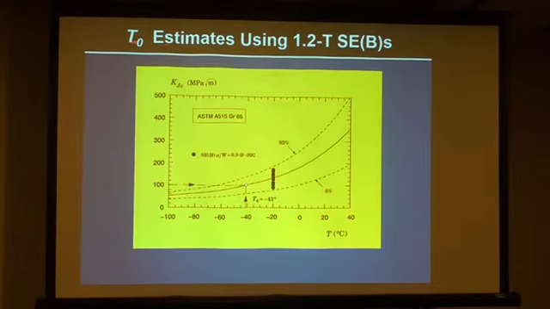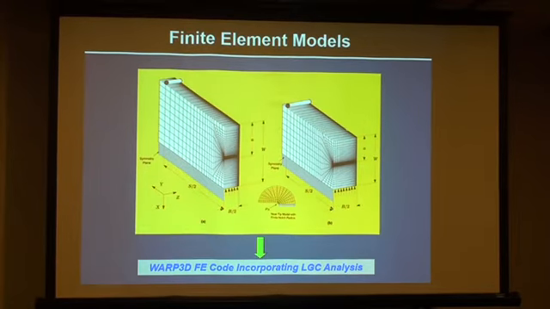And this is the T0 estimate using the large specimen, which provides us with a benchmark. So this is using the standard procedure, ASTM 1921. So the T0 is minus 41 degrees. And then we run the procedure. The Weibull stress relies strongly on finite element analysis. So we use WARP3D, incorporating large strain, large geometry change analysis.